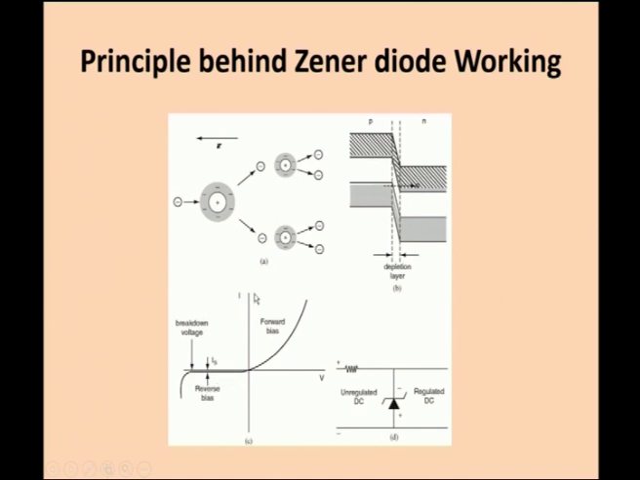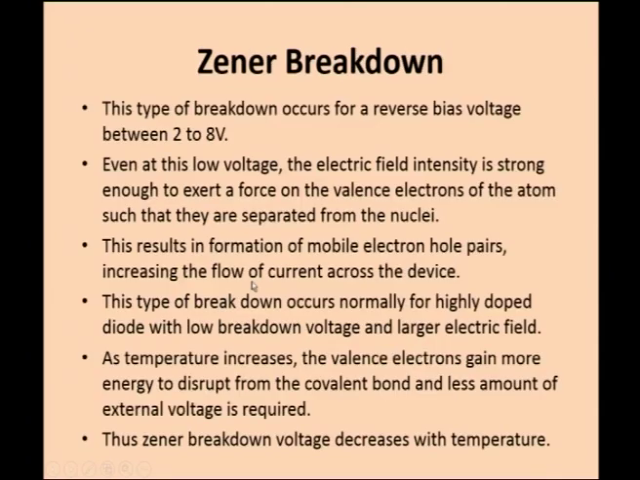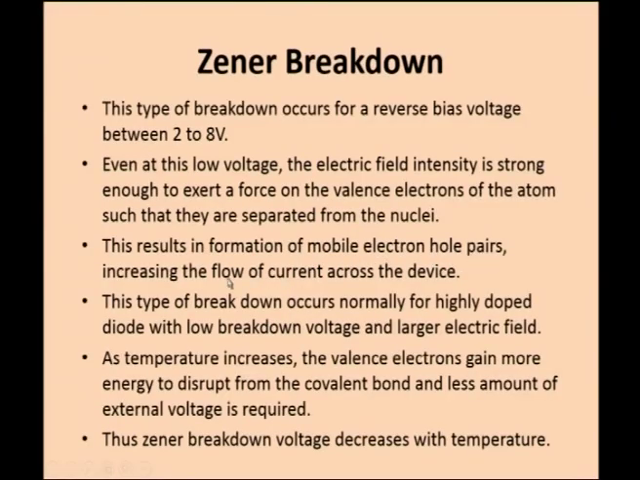But whereas in the case of PN junction diode, once this breakdown voltage or threshold voltage is reached, if the input voltage is increased beyond the threshold voltage, then the diode will get damaged. So, Zener breakdown. This breakdown occurs for a reverse bias voltage between 2 to 8 volts. Even at this low voltage, the electric field intensity is strong enough to exert a force on the valence electrons of the atom such that they are separated from the nuclei. This results in formation of mobile electron hole pairs, increasing the flow of current across the device.